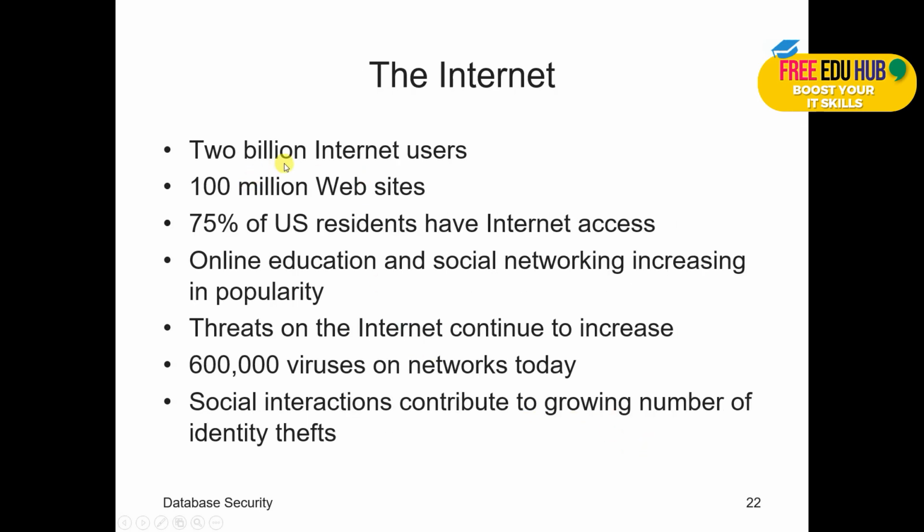On the internet, 2 billion internet users are there, which might have grown to 4 billion by now, since the statistics are quite old over here. More than 100 million websites, 75% of US residents have access to the internet. Online education, social networking, things are increasing. Threats on the internet are on the rise, and there are more than 600,000 viruses, etc., on the network.